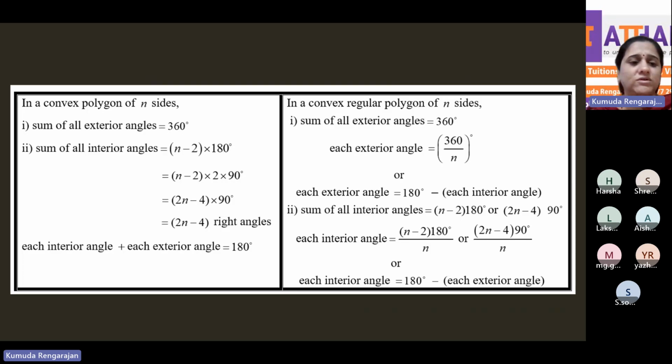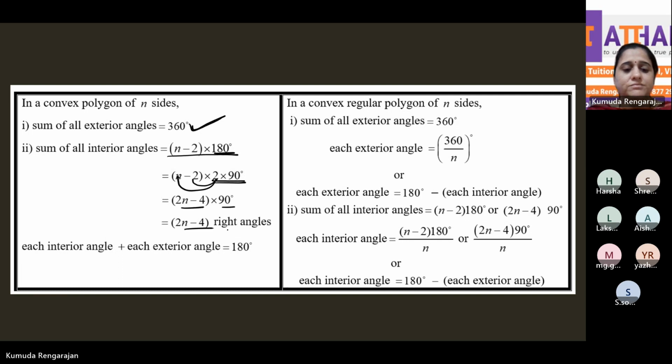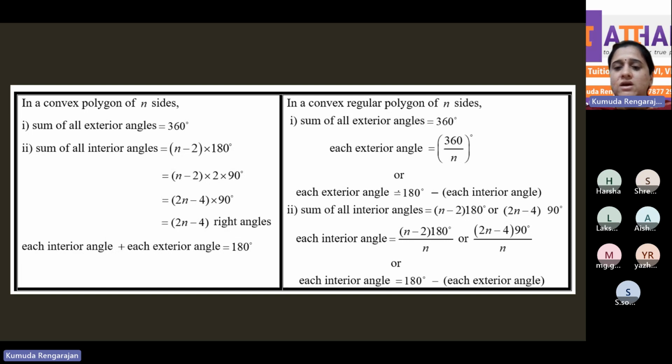And here also each interior angle plus each exterior angle is equal to 180 degrees. That's what you have written down. So you can check it now. Just read it in your mind. And here, regular polygon, the exterior sum is 360. Each will be 360 by n.